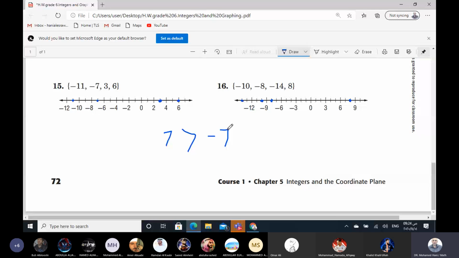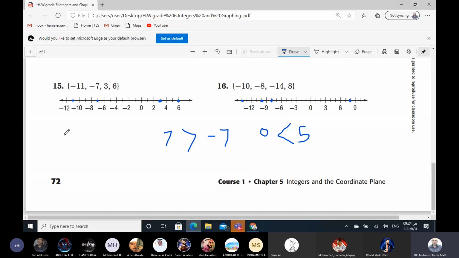Suppose we have here 0 and 5. Which is greater, 0 or 5? 5. Great. Why? Why is 5 greater than 0? Because the positive number is greater than 0.